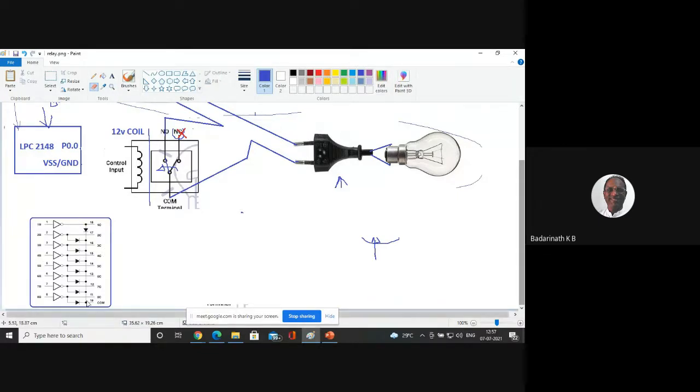Now I purchased one ULN2803 IC. It has eight transistors built in. I'll take one transistor now. I will connect the P0 point to one of the transistors. So let's say I've connected to this point. Done. Now the output of that, which can drive more voltage, I'll connect to this point.